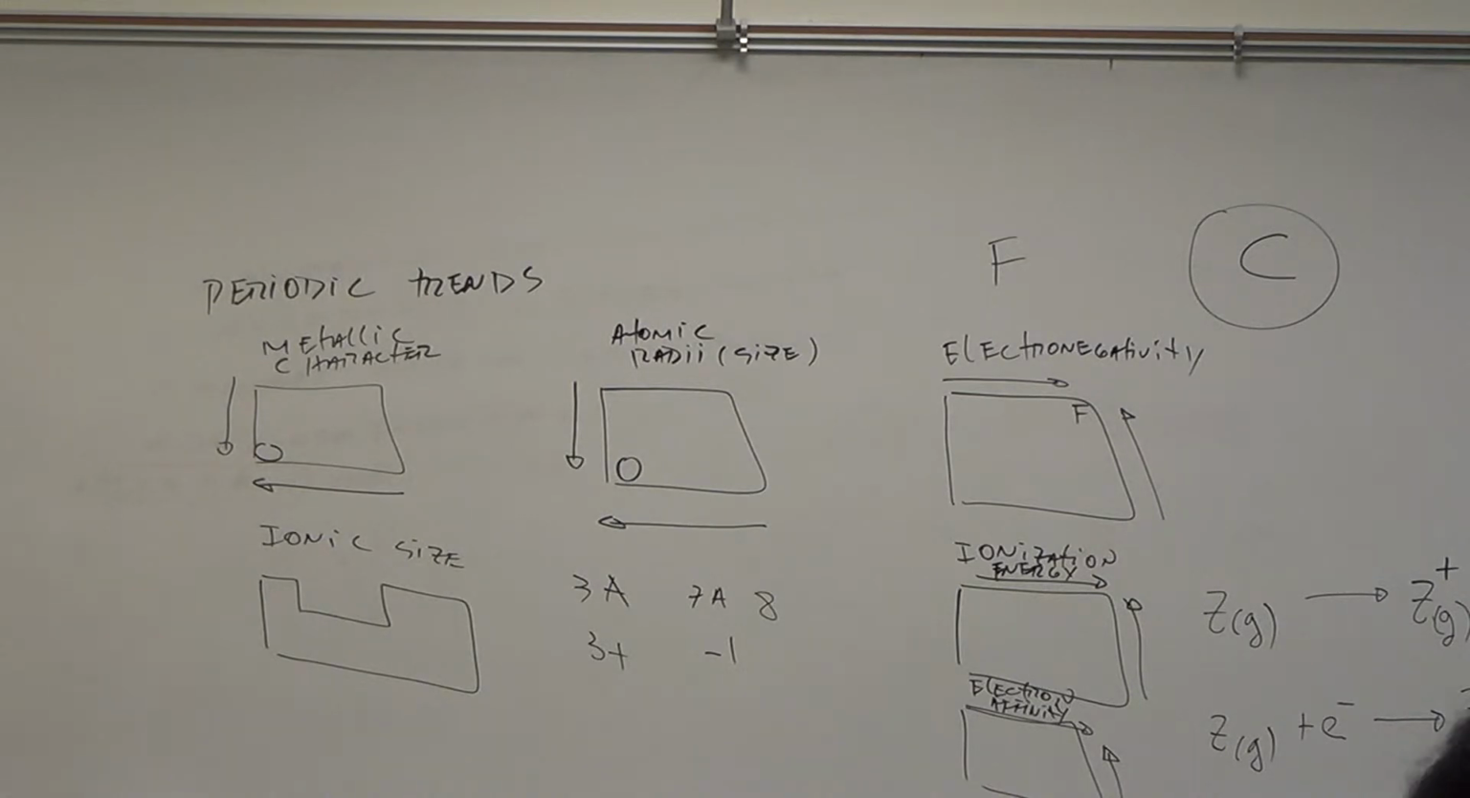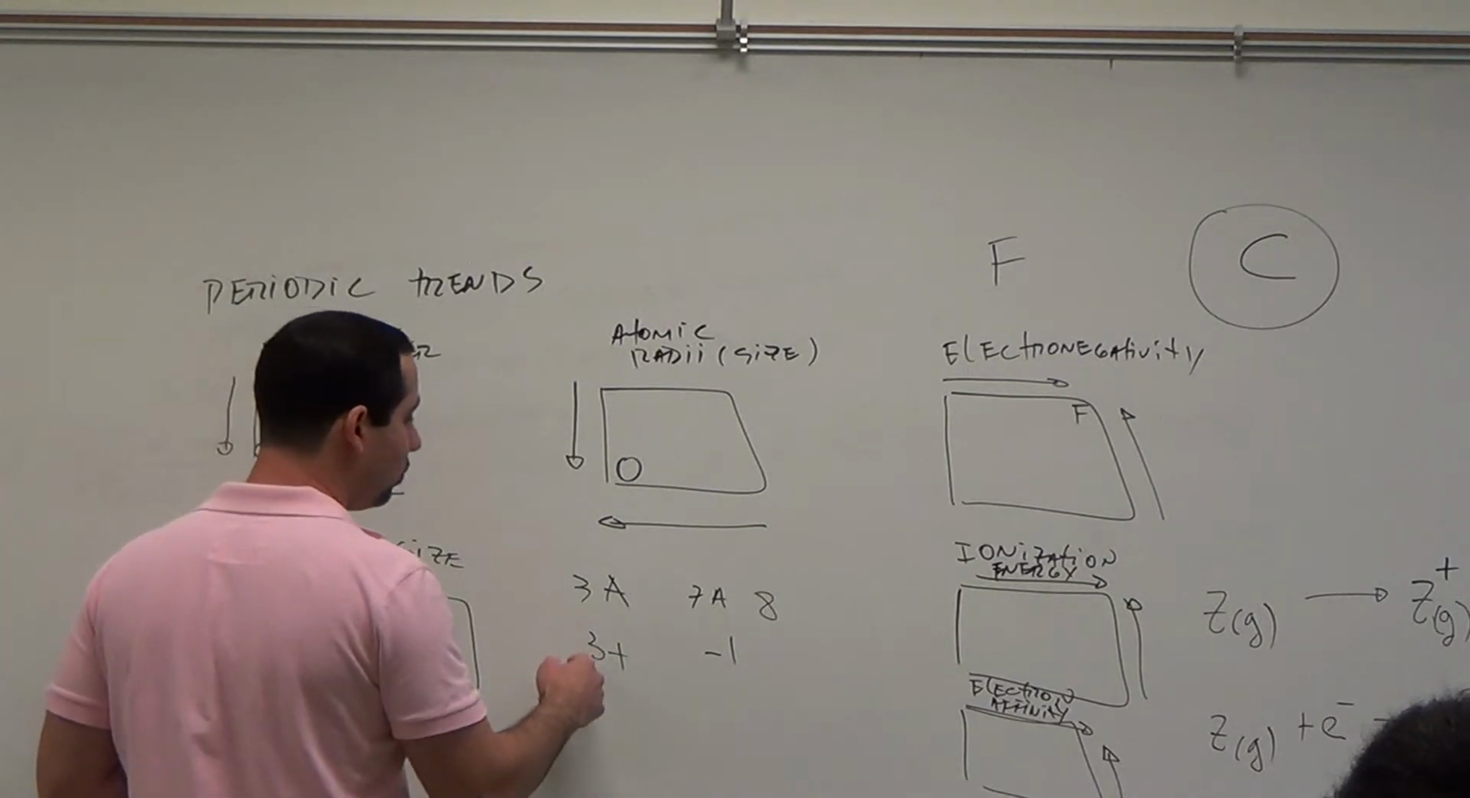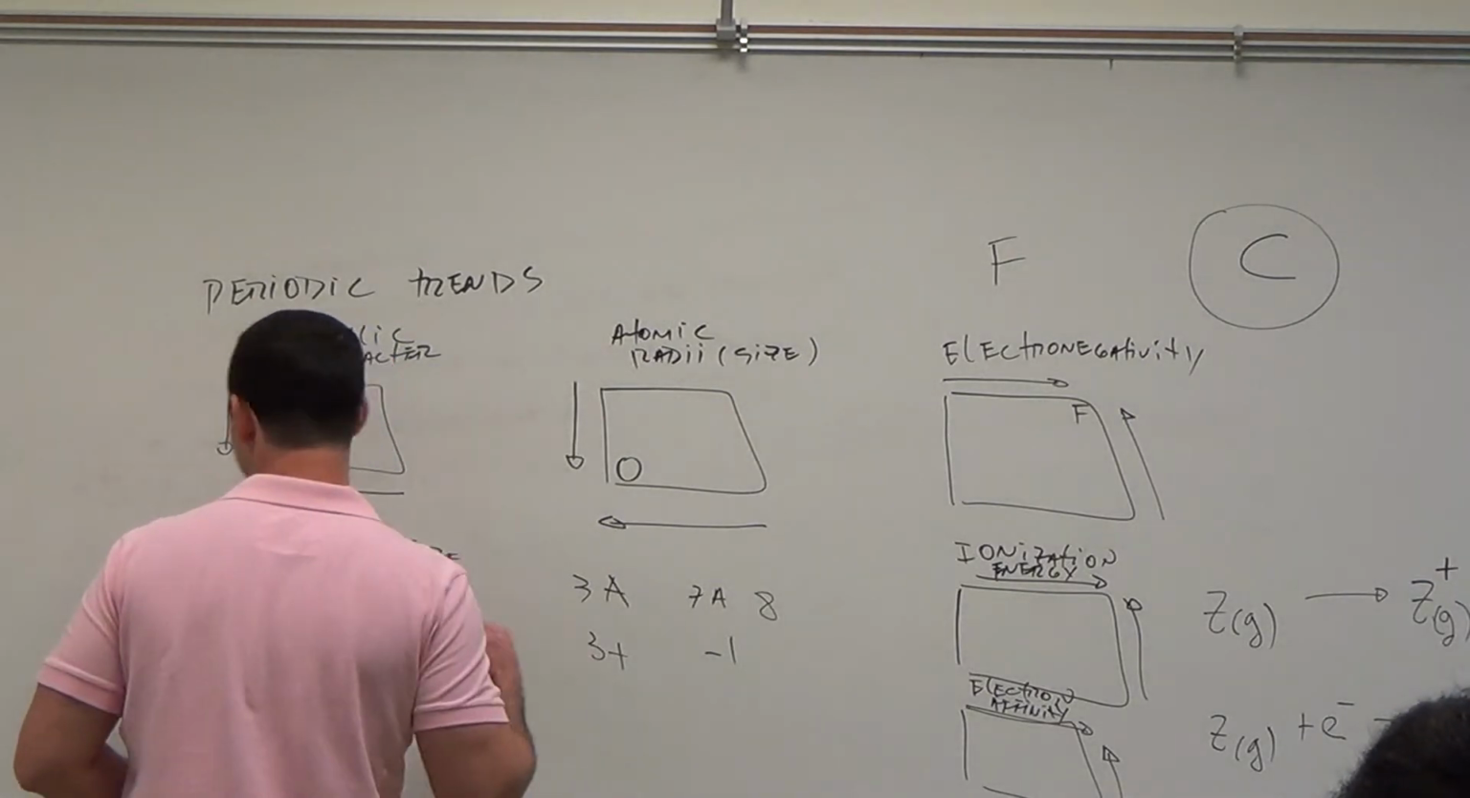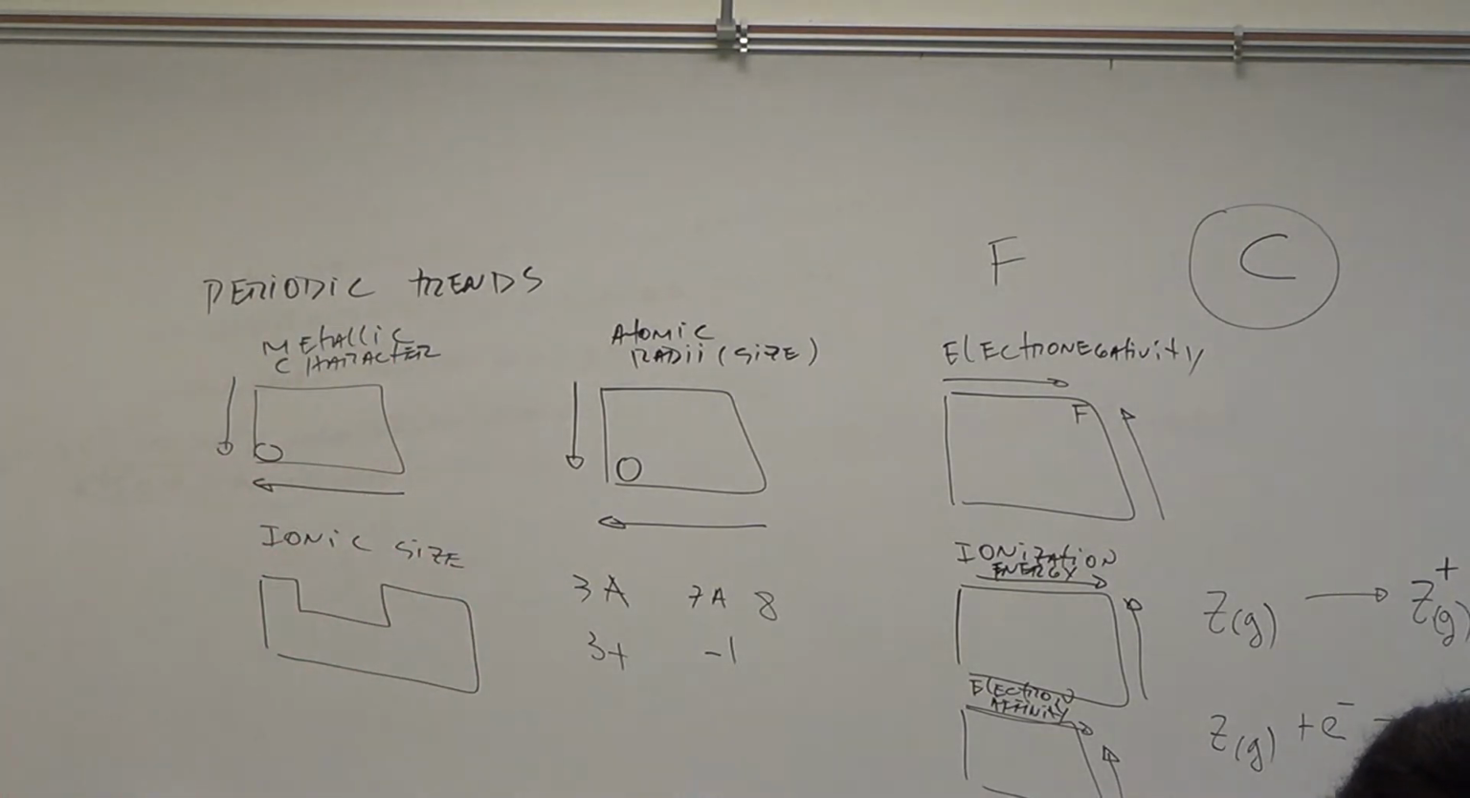In group 3, what do they like to do? Lose 3. In group 6, what do they like to do to get to 8? Gain 2. So that is a 2 minus. How about group 5? Gain 3. How about 4? To get to 8. I'm warming you up to get to that.